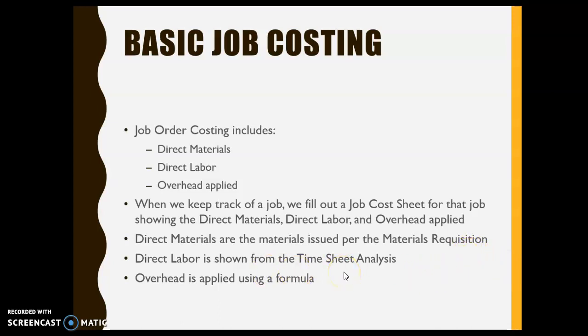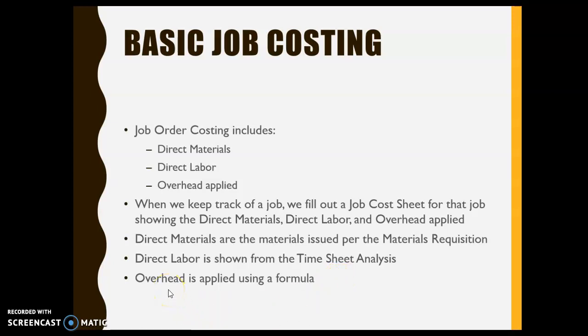Direct labor is shown from a timesheet analysis. All the people that work in the factory have to keep track of their time and what job they're working on, so that we know how many hours go onto every job. The direct labor, of course, are the guys who are actually working on building the job, and the indirect labor is going to come off the timesheet analysis and go into overhead as a debit. The direct labor will go into work in process and onto the job cost sheet.